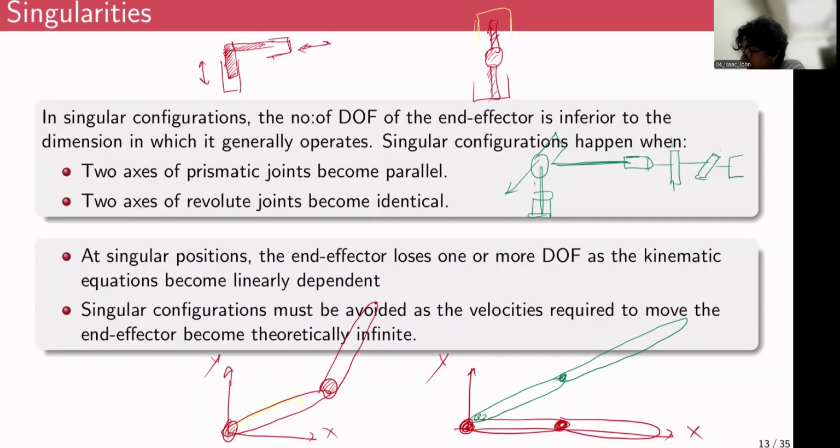So if I consider this to be X, this to be Y, and this to be the Z axis, the first joint is pointing along the Y axis. The second joint is pointing along Z axis. The third joint is like a wrist, it can rotate in all three directions. You can consider these distances to be zero, right?